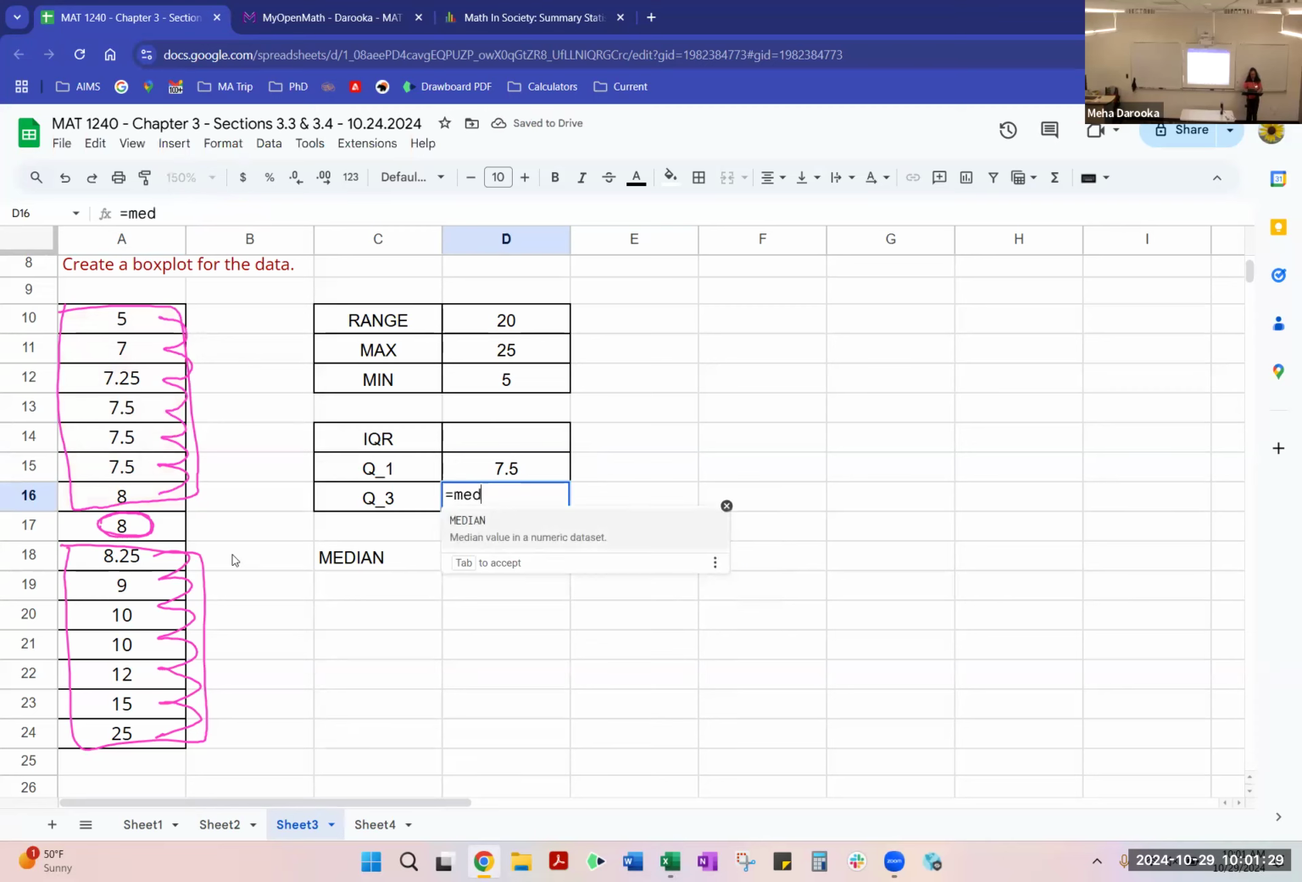But the second one, same thing, right? Median, but this time you're doing from 8.25 till 25. So you can see what quartile 1 and quartile 3 comes to be. And then remember, interquartile range was basically where you took quartile 3 and subtracted quartile 1 from it. So 10 minus 7.5, right?